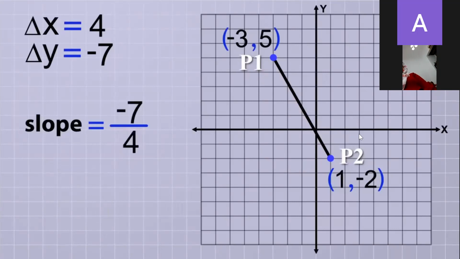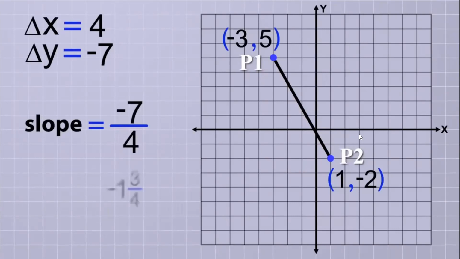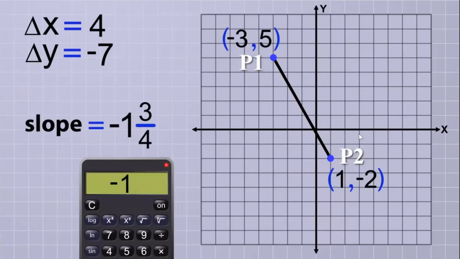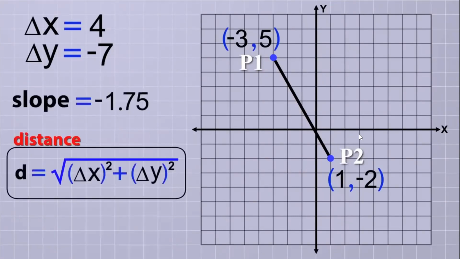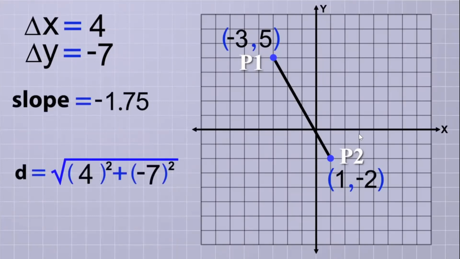We could just leave the slope like that as an improper fraction, but we could also convert it into mixed number form or get the decimal value with the calculator, which is -1.75. Now that we found the slope, let's find the distance between the points by plugging the deltas we already calculated into that equation. That gives us distance equals the square root of 4 squared plus -7 squared.